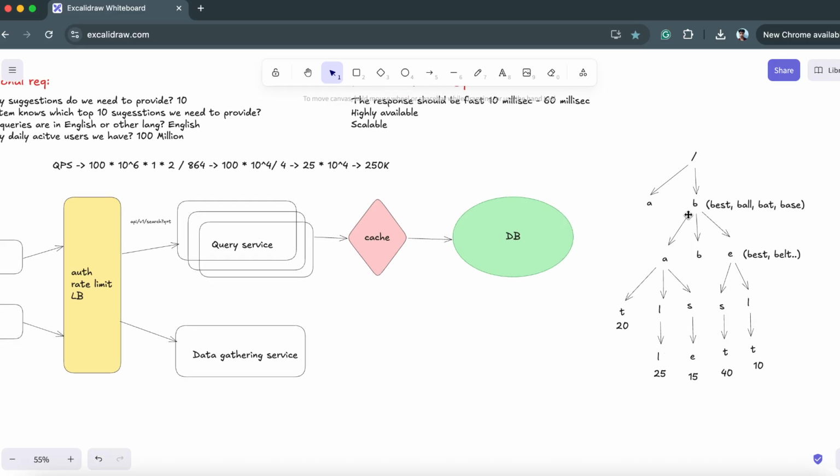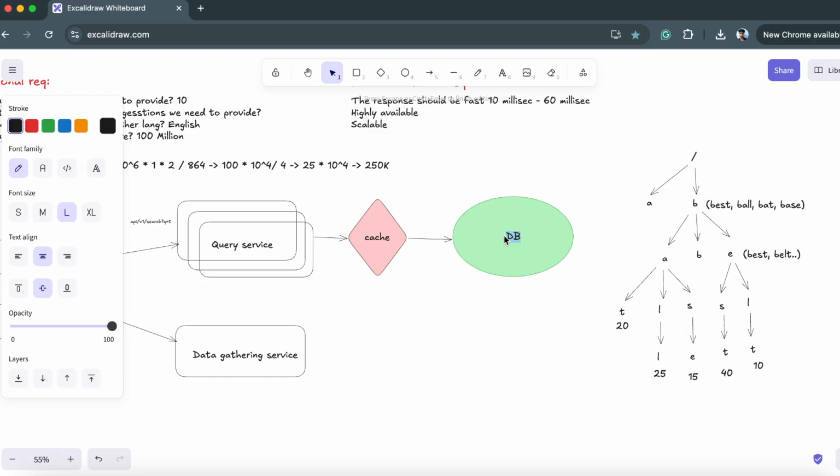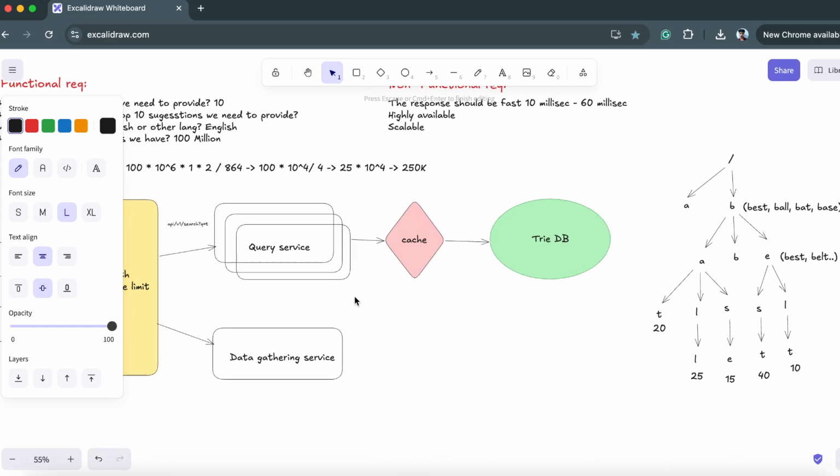So the simple idea is that we will have a trie data structure. We will construct a trie and store that information in it. Since this information is stored, at the cache level also similar information will be available, and it is something we can get and send back to the user.